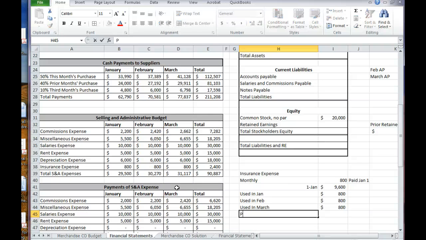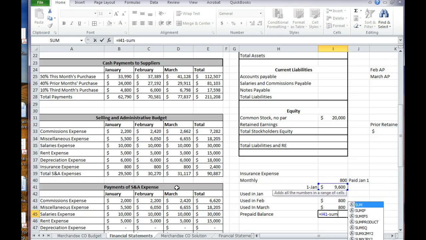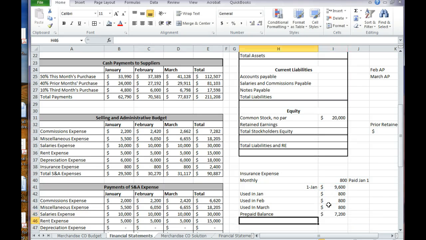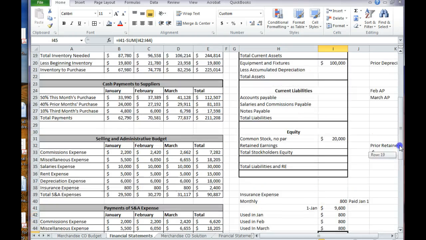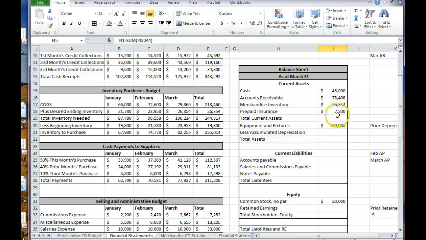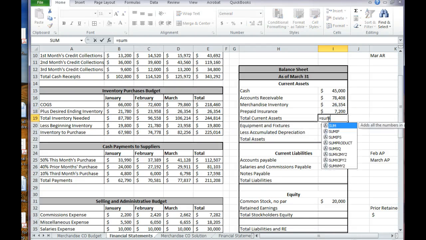Which means the prepaid balance, it's like a gift card, right? You prepay it, and then you use it. You take what we prepaid, and you subtract what you've incurred, $7,200. Or you just take $800 times 9 months. That's where that number comes from. Total current assets, all you can do is add those. Yay, financial accounting. Isn't this a blast?